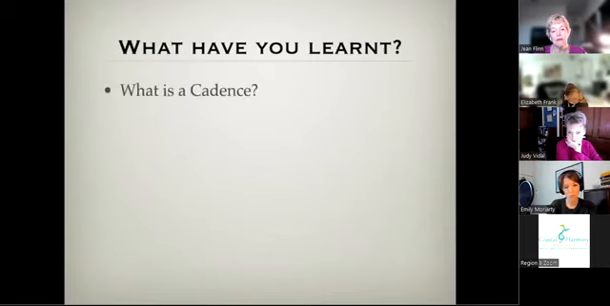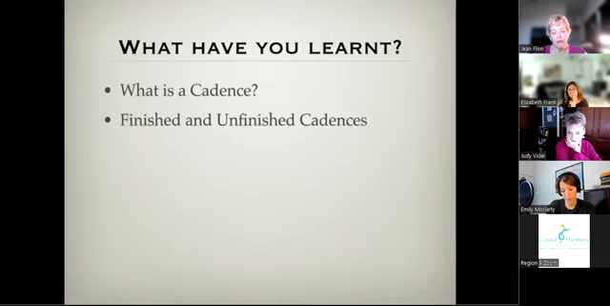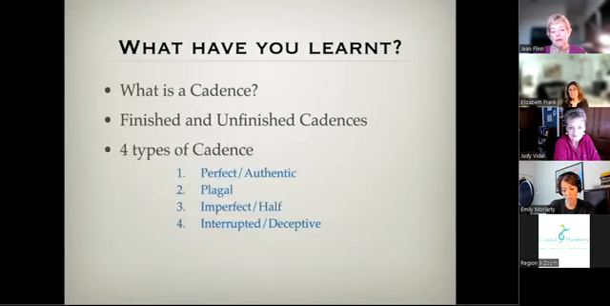Well, we've learnt what a cadence is. A cadence is a series of at least 2 chords that ends a musical phrase. They can be finished or unfinished, depending on whether the music sounds like it's going to finish there or keep going. There are 4 types of cadence that we've looked at: the perfect and authentic, the plagal, the imperfect / half, and the interrupted / deceptive. And then we've looked a little bit at how to use cadences in your composition.